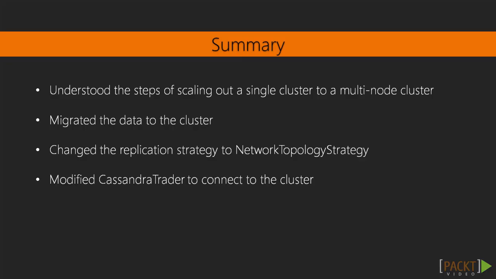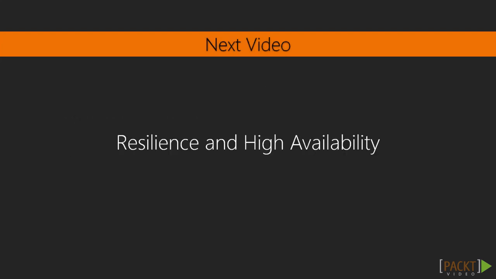We now know the steps of scaling out a single node cluster to a production one and choose the right replication strategy. Moreover, we learned how to migrate existing data to the production cluster. We also modified CassandraTrader to work with the production cluster. Next, we'll look into how to configure and test a resilient cluster, which is very important in a production system.